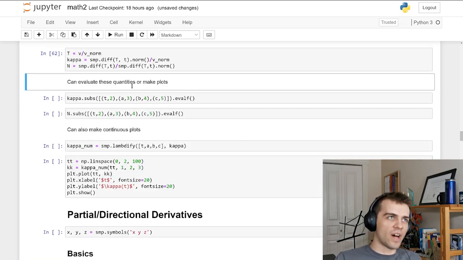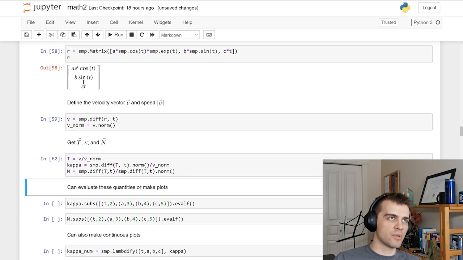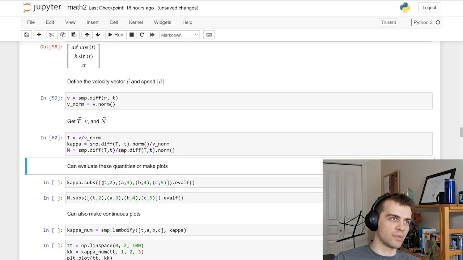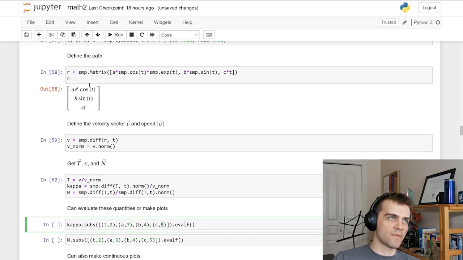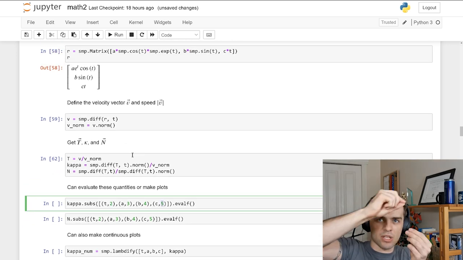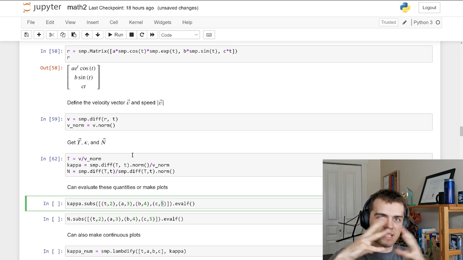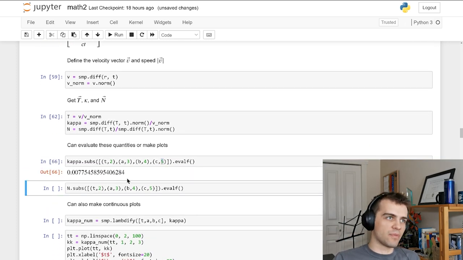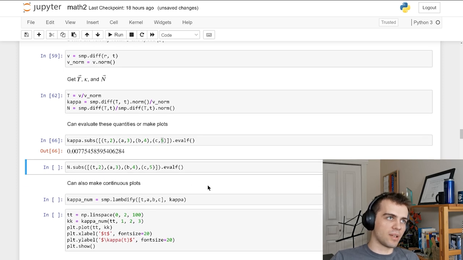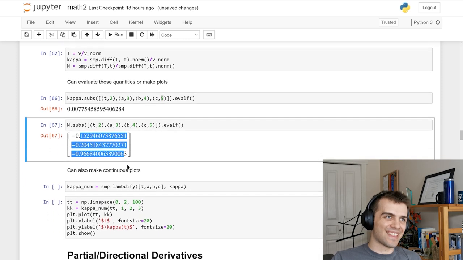And so, for example, I can evaluate these quantities. Here my path has a bunch of variables that are unknown, but I can plug in, for example, t equals 2, a equals 3, b equals 4, and c equals 5. These are specific parameters here. Remember, t is where you iterate along the curve. A, b, and c are just different ways that the curve can look. And so I can substitute in these values and it will give me a float value. Same thing with n, of course. I can plug in these values too and it will give me the unit normal vector. And you could check, this has unit length here.